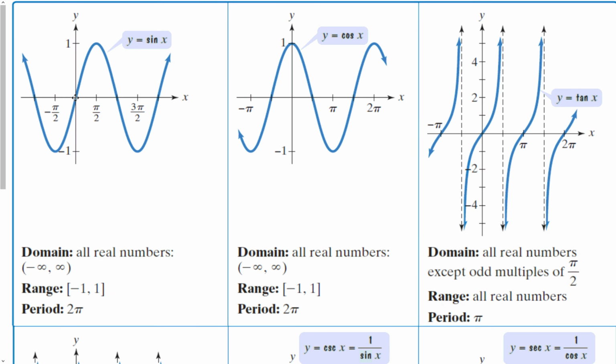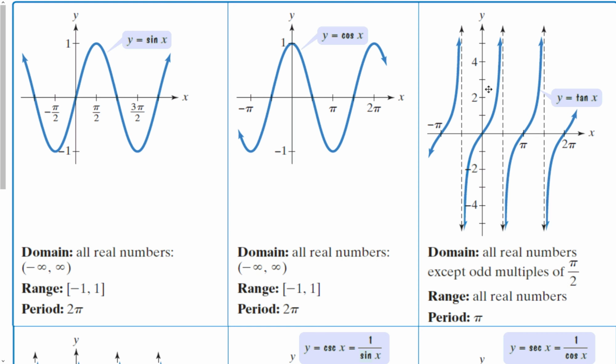Sine starts at 0, gives me a nice sinusoidal curve. Domain is all real numbers, range from -1 to +1, period is 2 pi. Cosine starts at a max and gives me a nice sinusoidal function again. Domain all real numbers, only these two. These two are the only ones that have domain of all real numbers. Range from -1 to +1, period of 2 pi.